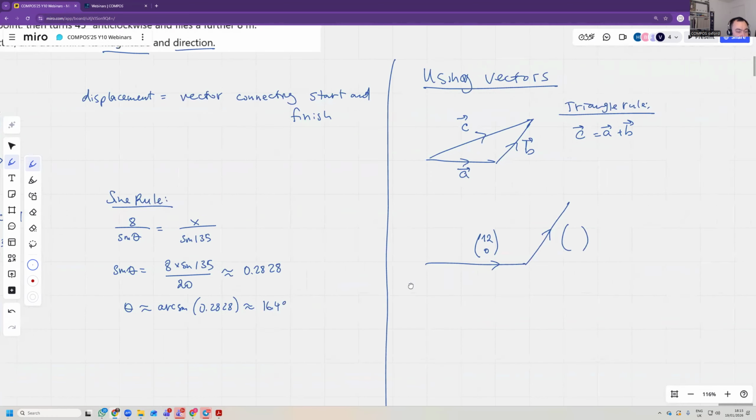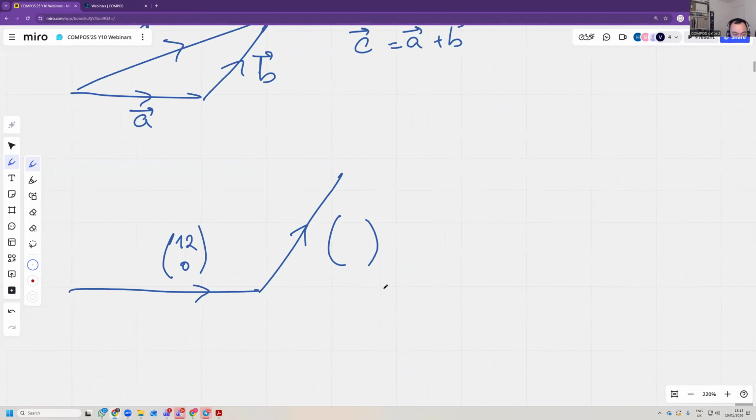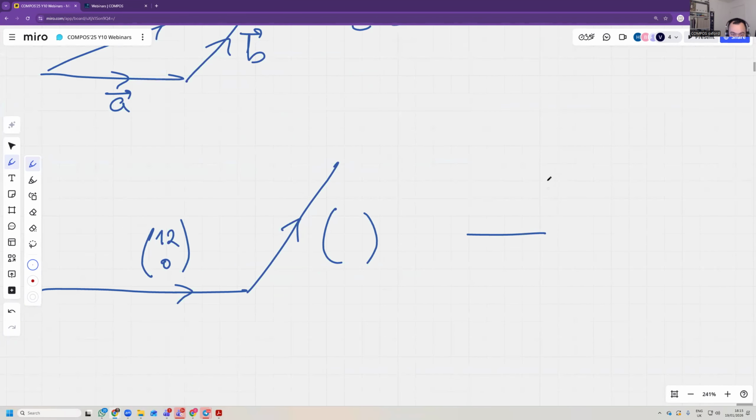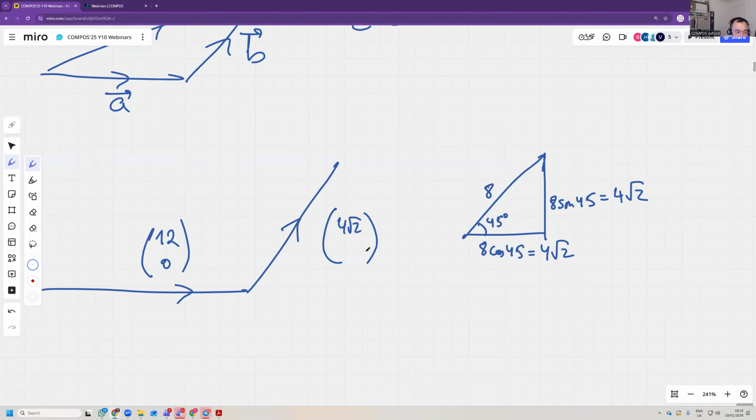well, we know that it's 8 meters at an angle of 45 degrees. So if we draw this, this is 8, and this is 45 degrees, then this side is 8 sine 45, which is 4 root 2. And this is 8 cos 45, which is incidentally also 4 root 2. So this vector is 4 root 2 to the right and 4 root 2 up. So this column vector can be written like this.